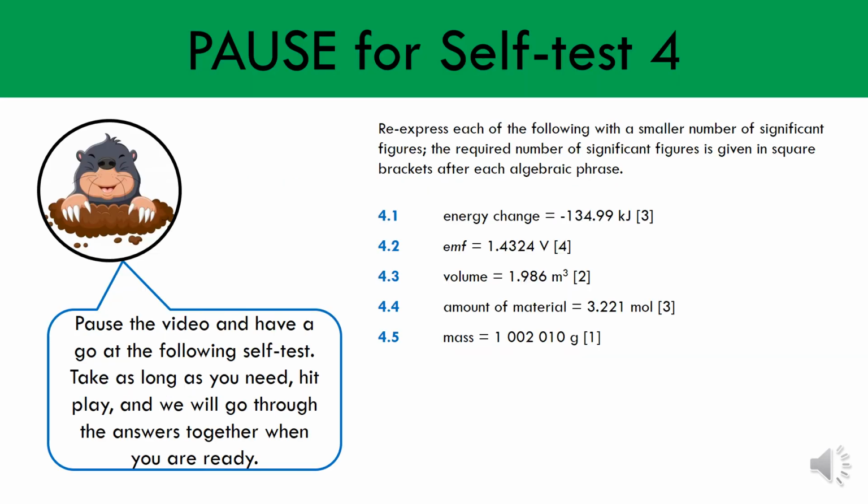Okay, so self-test number 4 now. Pause the video, have a go at these self-tests. I would like you to re-express each of the following with a smaller number of significant figures, and the required number of significant figures is given in square brackets after each algebraic phrase. Have a go, pause the video, answers will be on the next slide.